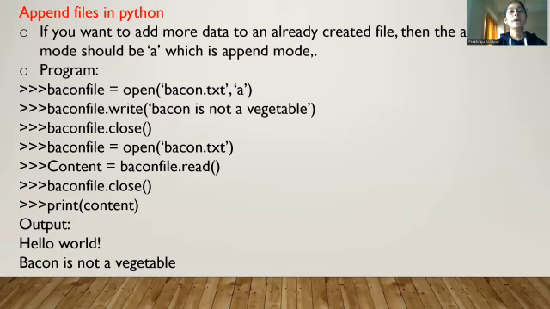Next, we close the background file by using the close function. Now, the same background file is opened again, then we assign a file object called content in which the background file is read, then we close the background file using the close function. Next, print the content. Now, we have hello world, bacon is not a vegetable.